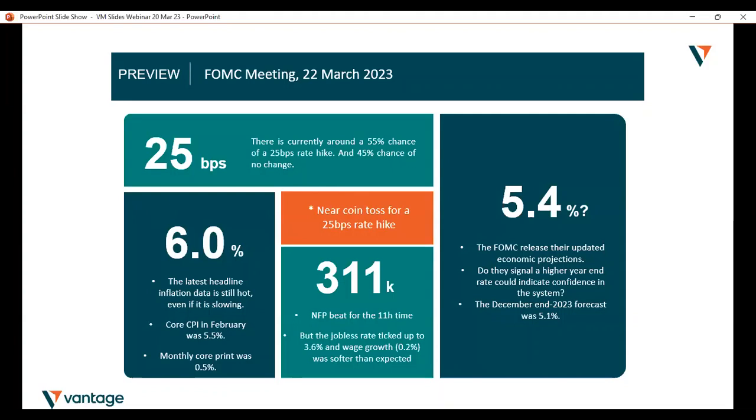I've got some numbers here around what the Fed is looking at. We've obviously still got hot inflation. We've still got a hot jobs market, really punchy non-farm payrolls headline figures, even though we have had a slight uptick in the unemployment rate, but then we had that softening wage growth earnings data in the monthly non-farm payroll report.